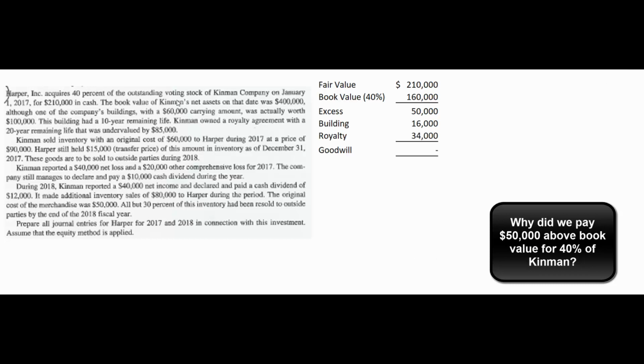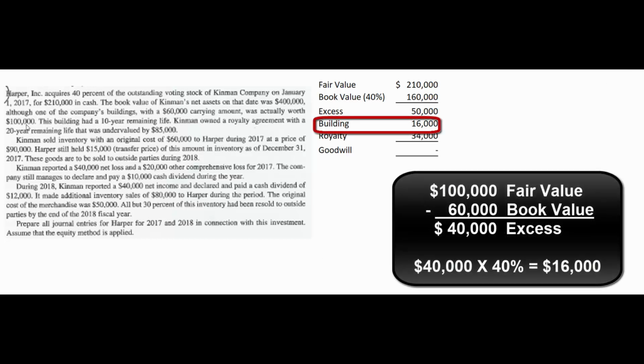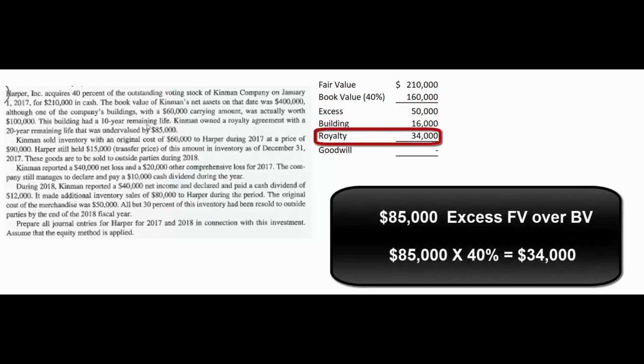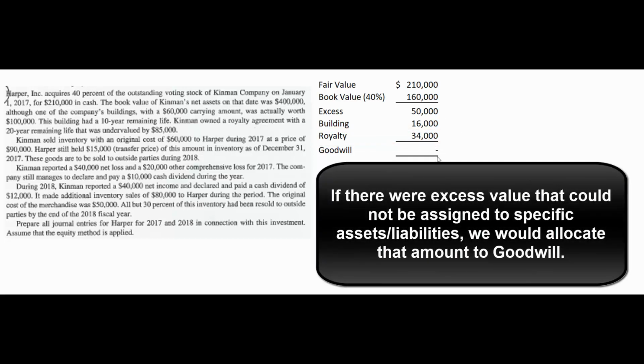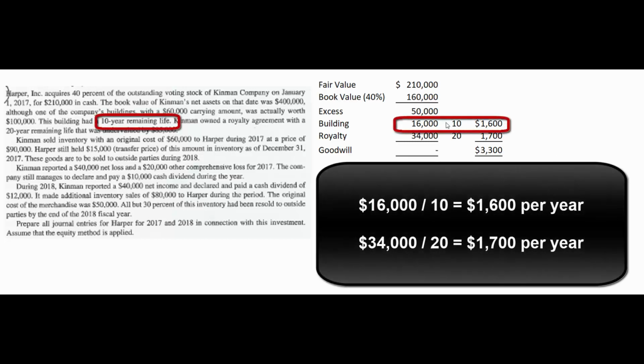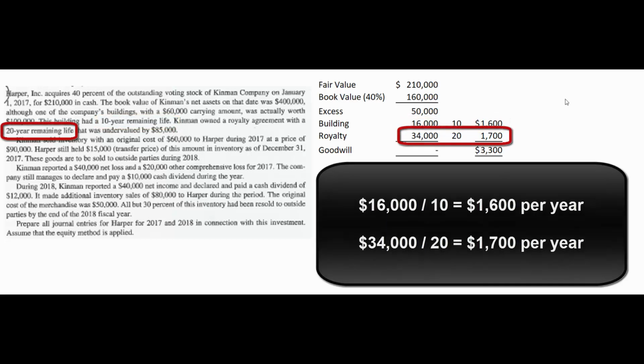Well, the building was on their books for $60,000 but had a value of $100,000. That's an extra $40,000. 40% of that, because we bought only 40% of this company, is $16,000. The royalty is undervalued by $85,000. So 40% of $85,000 is $34,000. And there's nothing left to allocate to goodwill. Since this building and this royalty have limited useful lives, we're going to have to amortize that extra bit that we paid above book value. So our total amortization, since the building is going to last for 10 years and the royalty is going to last for 20, is $3,300 every year.